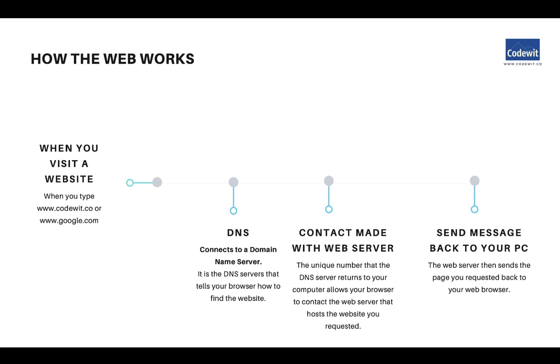So basically, when you type www.google.com or codeweight.co, it turns out in maybe a few seconds, but during that period, these are all the processes that the information is going through. As soon as you type and hit send, it connects to a DNS server, contact is made with a web server, and a message is sent to you, basically. So that's about it. That's how the web works.